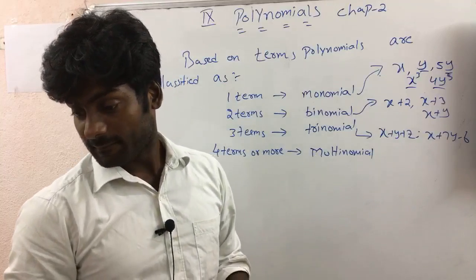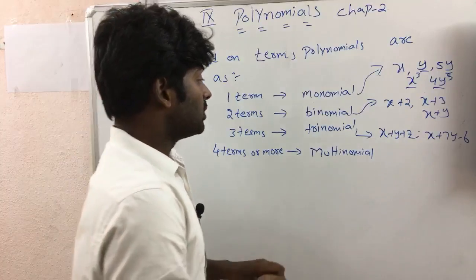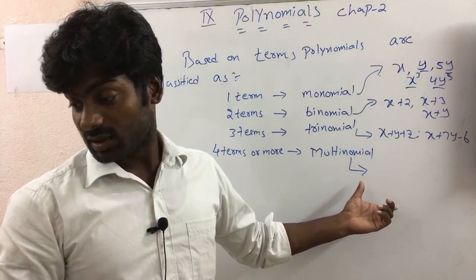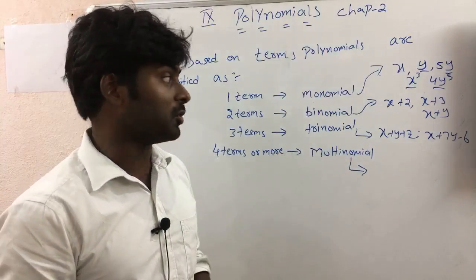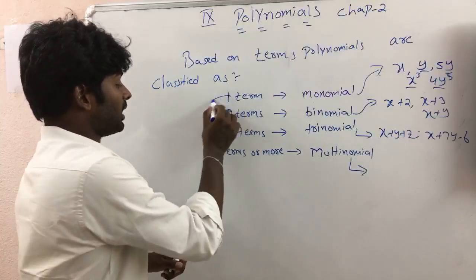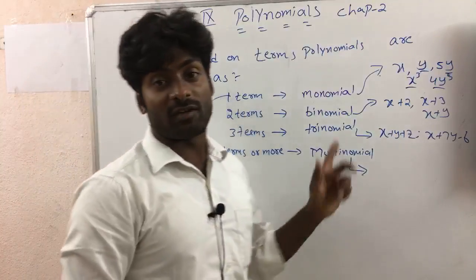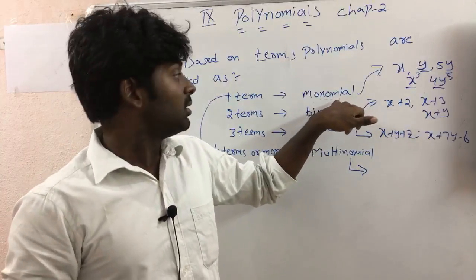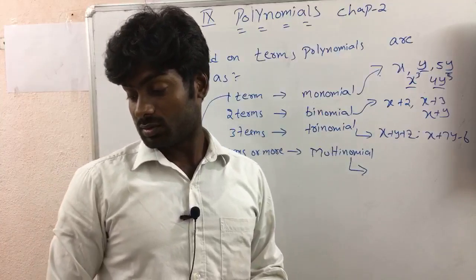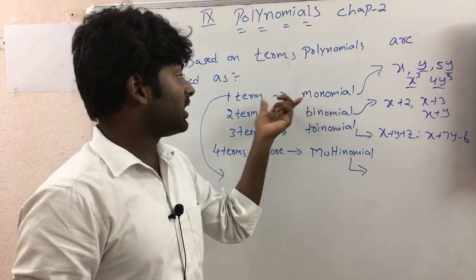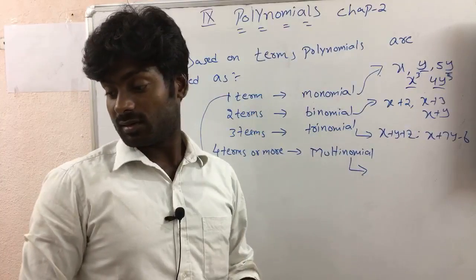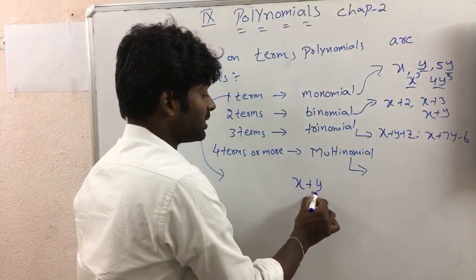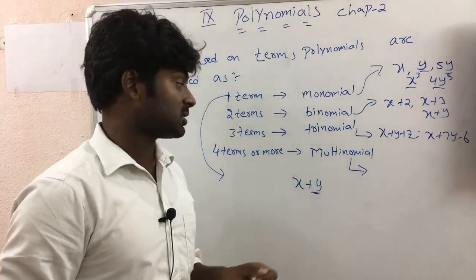Okay. Now multinomial means you have more than 4 terms. If you have more than 4 terms, it is said to be multinomial. Now I am asking, in a monomial, can you have more than one variable? No, because we should have only one term. If you take 2 variables, obviously it is leading to the binomial, 2 terms.